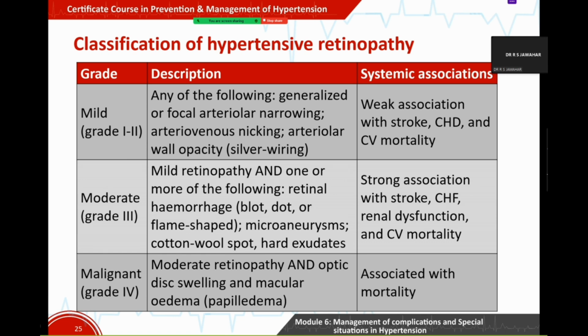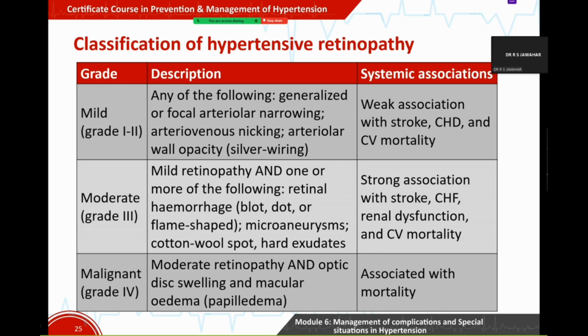So what is grade 1 and 2? Here there is generalized and focal arteriolar narrowing, AV nicking, and arterial wall opacity, that is the silver wiring. There is a weak association with stroke, CHD, and CV mortality.